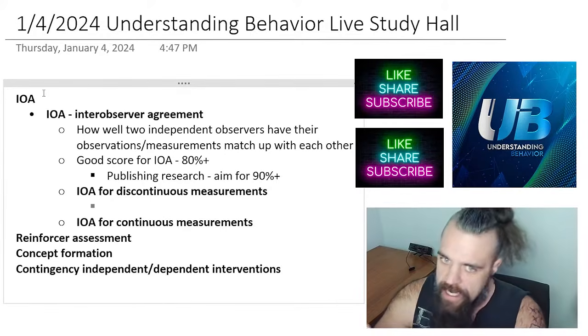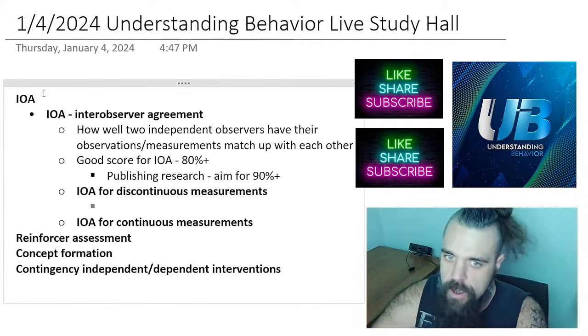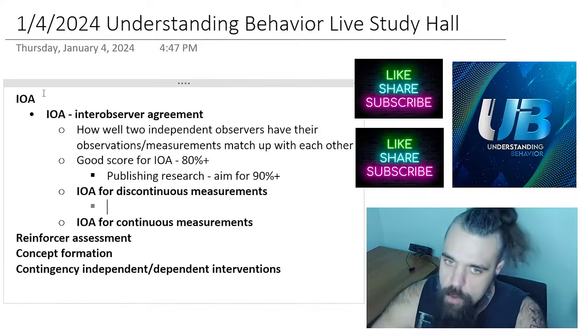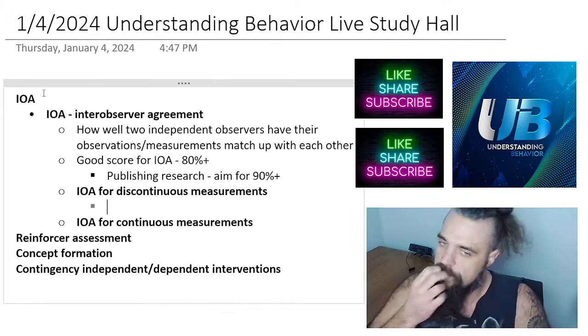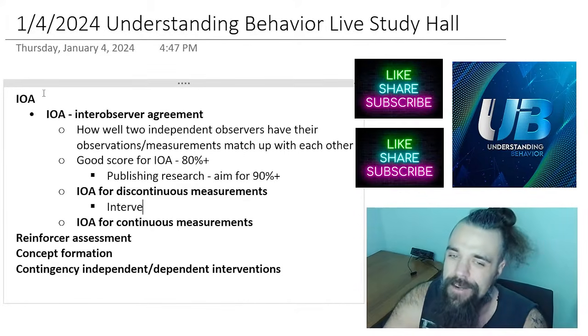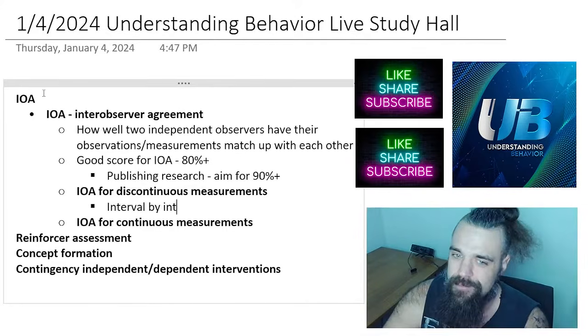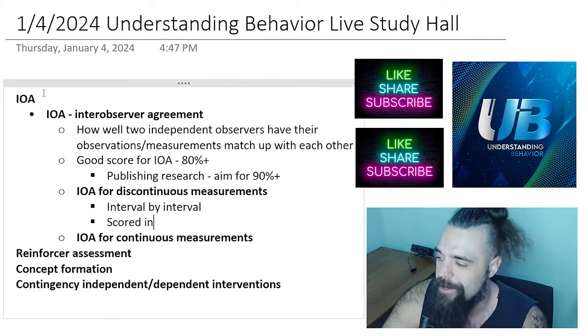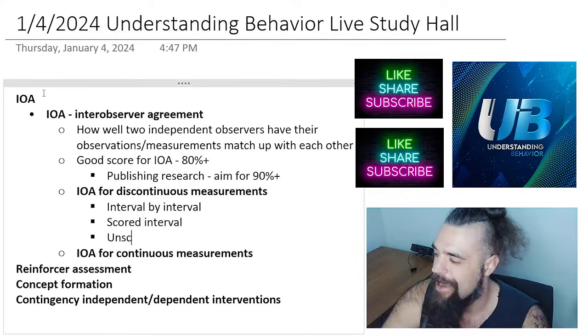Just a recap, our discontinuous measurements are whole and partial interval recording, and then momentary time sampling as well. So this is how we're taking IOA data for those. We've got our interval by interval, we've got our scored interval, and then we've got our unscored interval.